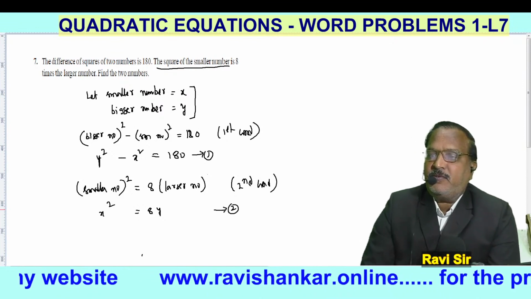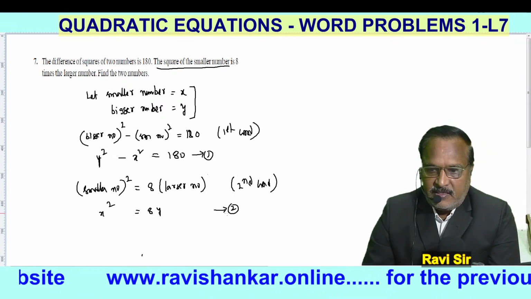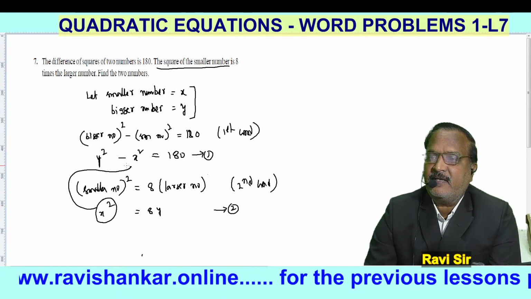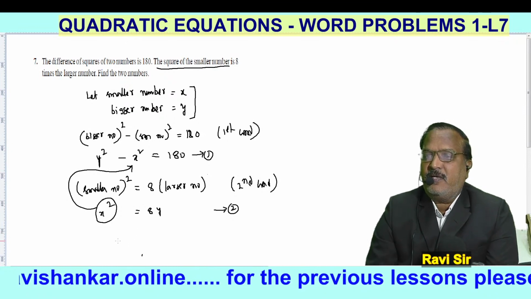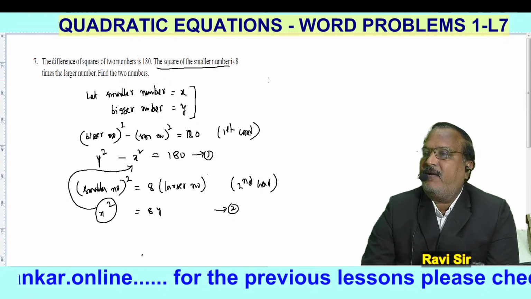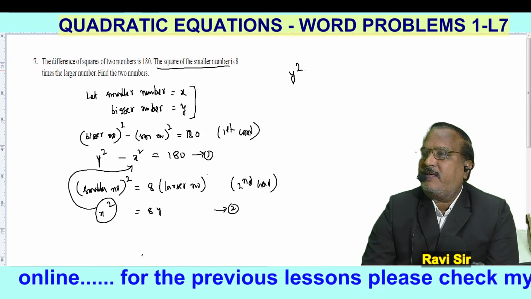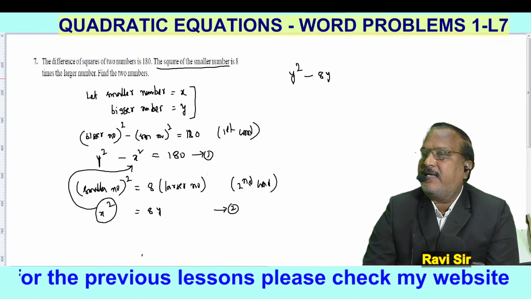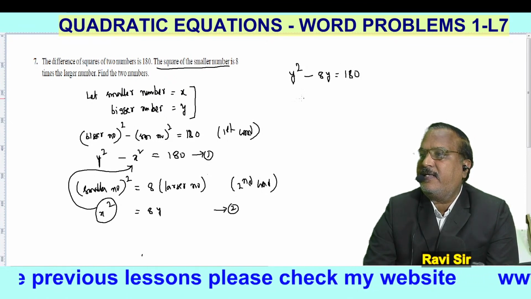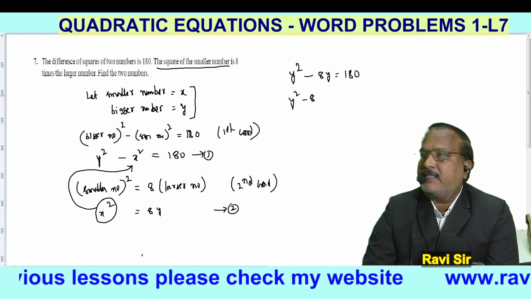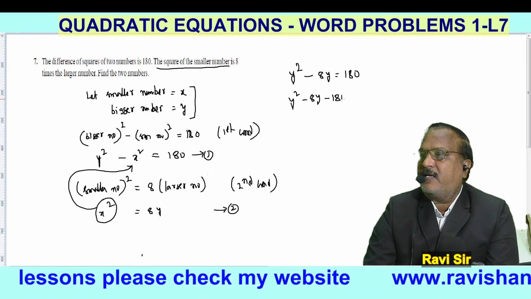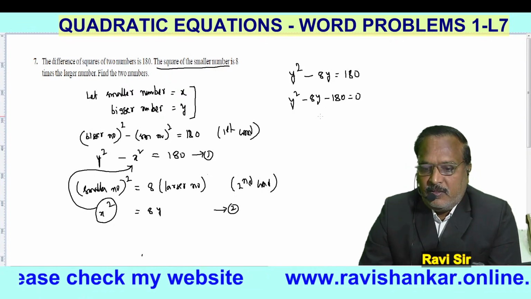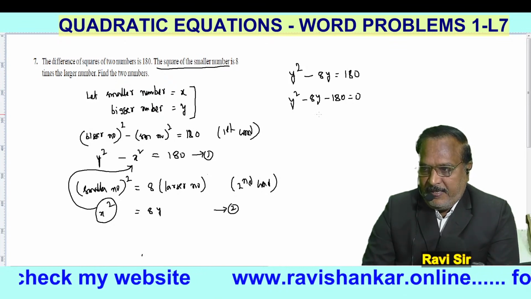So now you have to eliminate either x or y. We can easily eliminate x square. This x square you put in the first equation. So what do we get finally? Y square minus, in the place of x square I am writing 8y, minus 8y is equal to 180. So y square minus 8y minus 180 is equal to 0. So we get a quadratic equation.